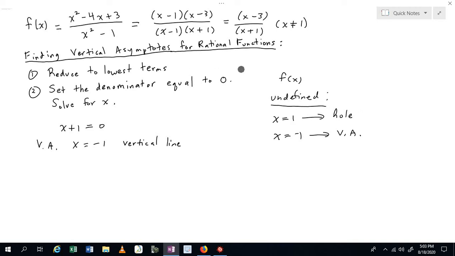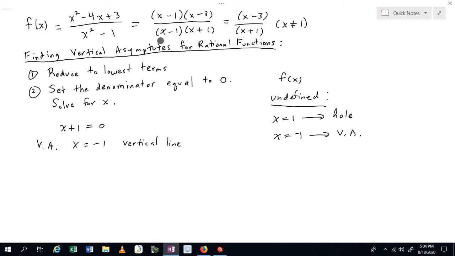And so I think the thing that we can learn from this is that when this x minus 1 cancels out, I mean, it's undefined at 1 and -1, but when it cancels out, reducing this to lowest terms, that is the location of the hole. So if it cancels out, that's where the hole is. If it remains, that's where the vertical asymptote will come from.